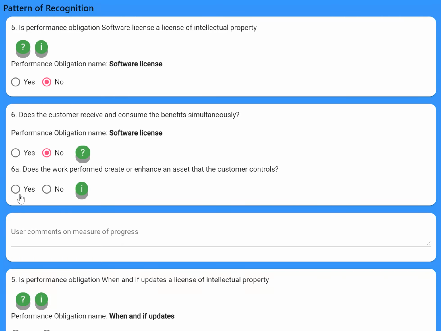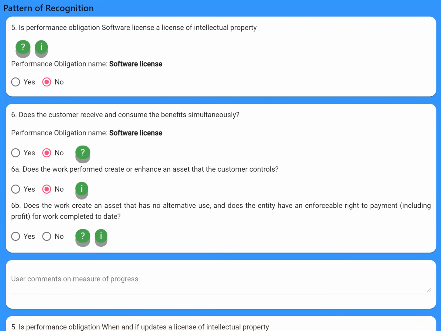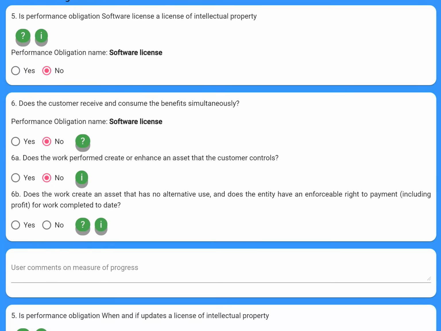So similar to what we said above, if you answer yes to that, you're once again asked, okay, you've concluded that this performance obligation is going to be satisfied over time, so is the measurement of progress outputs, meaning units produced, units delivered, or if you had answered no, then it would be an input, so machine hours, labor hours, etc. But let's say no, which takes us to the third and the final criteria to determine if the performance obligation will be recognized over time.